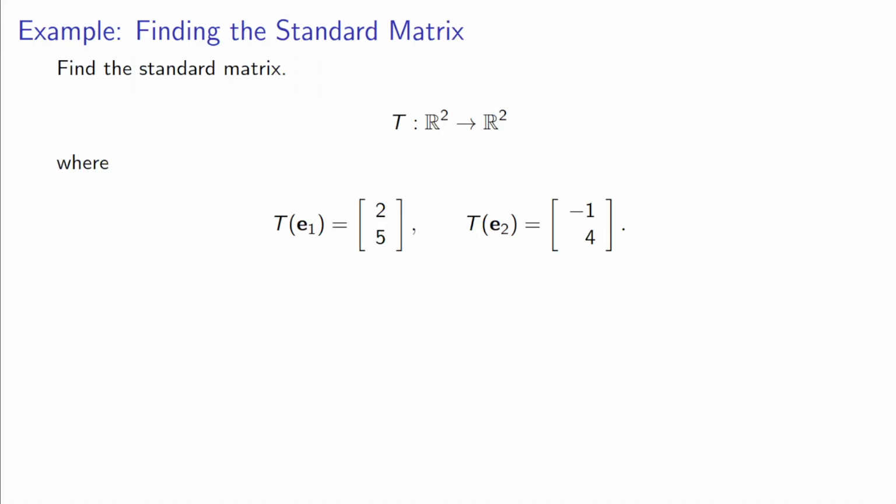So let's look at a few examples. Suppose we've got this example here where T goes from R2 to R2, and we know T of E1 is (2, 5), T of E2 is (-1, 4). Then the matrix for this transformation, sometimes called the standard matrix, is just going to be the matrix whose columns are (2, 5) and (-1, 4).